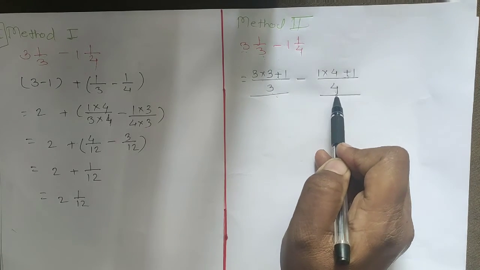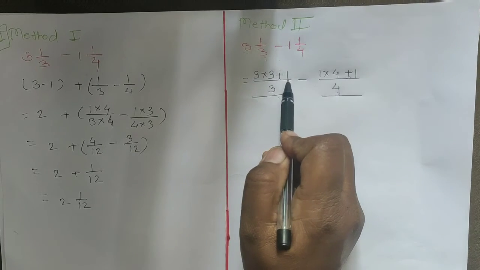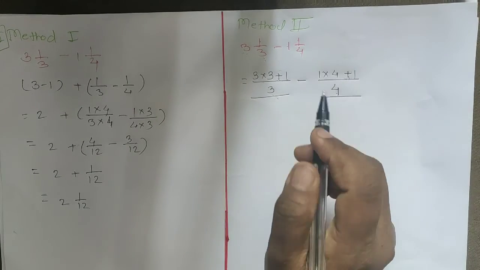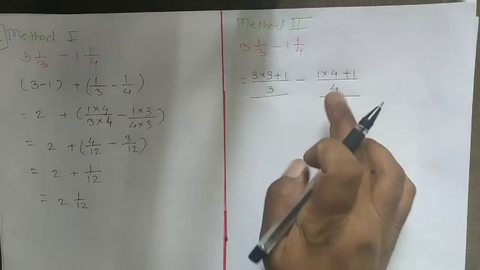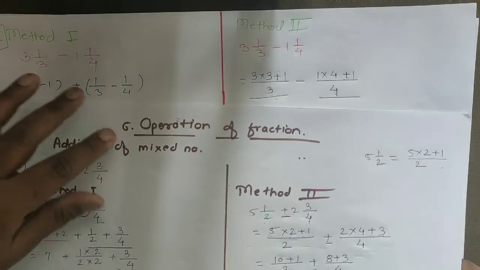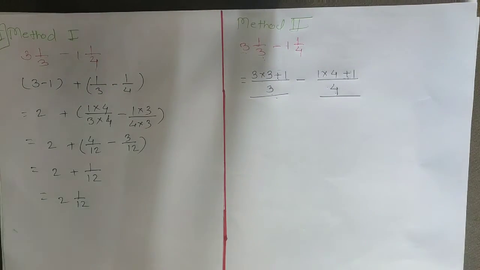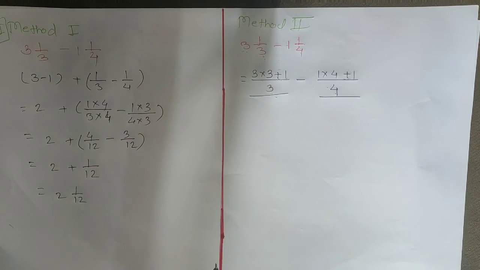This is the conversion of a mixed fraction into an improper fraction method. So 3 3s are 9 plus 1, in this way, divided by 3. So this is the method. Don't make any kind of mistake whenever you are doing it. This sign will remain plus only, whether you are doing addition or subtraction. Okay, we will see the next point now.